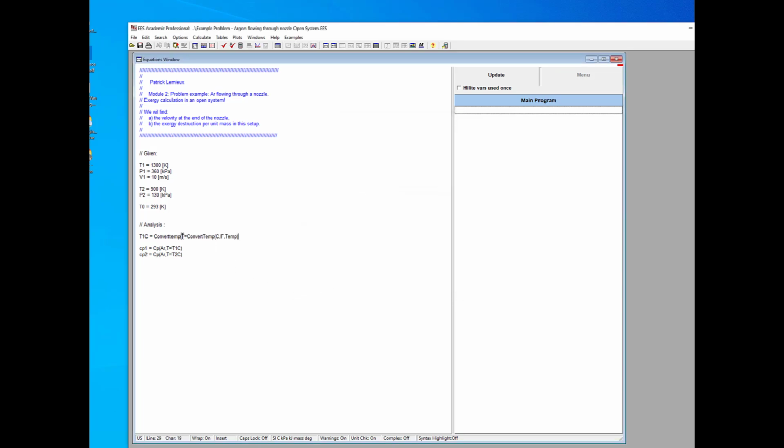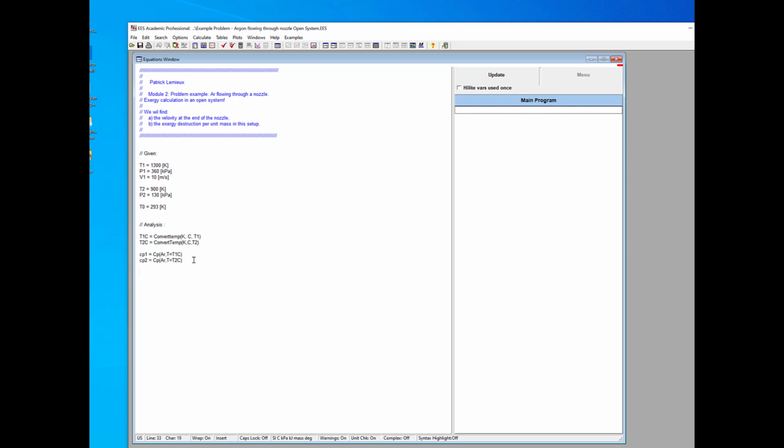I'm going to paste it again. Just throw it right there. So T2C equals convertTemp, but I don't want it from Celsius, I want it from Kelvin to Celsius. And the temperature I want to do that for is T2, of course, which is in Kelvin. So from Kelvin to Celsius. Similarly, over here, from Kelvin to Celsius, T1. That's going to be T1C. All right, so I'm looking good now for my CP1 and CP2.